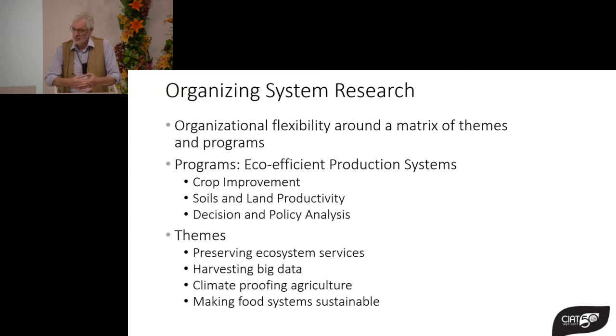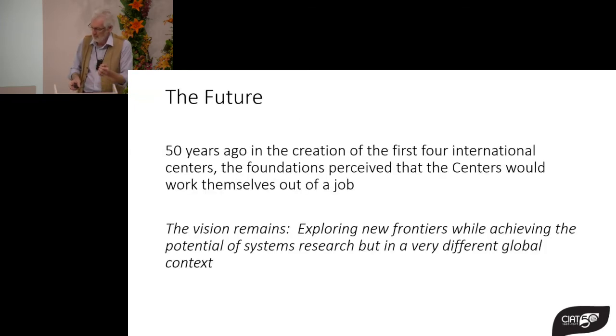But those are then applied to major problem areas, in a sense global agendas: preserving ecosystem services, harvesting big data, climate-proofing agriculture, making food systems sustainable. All of those require different components of those programs, but organized in a way that meets the challenges of those particular themes. How to build the flexibility that allows that integration across programs, or that flexibility of research across programs, is, I think, the major challenge in terms of how one thinks about systems research in these international centers. So we'll conclude.